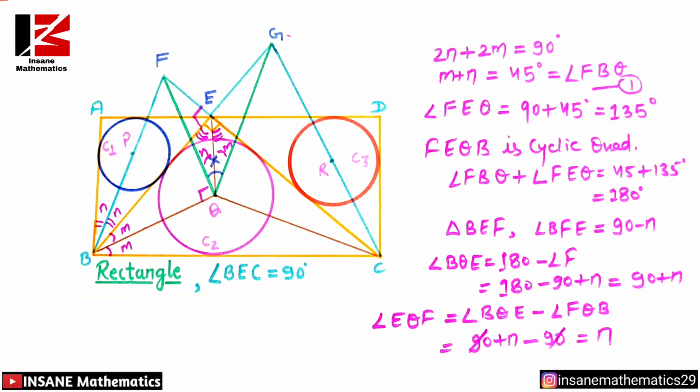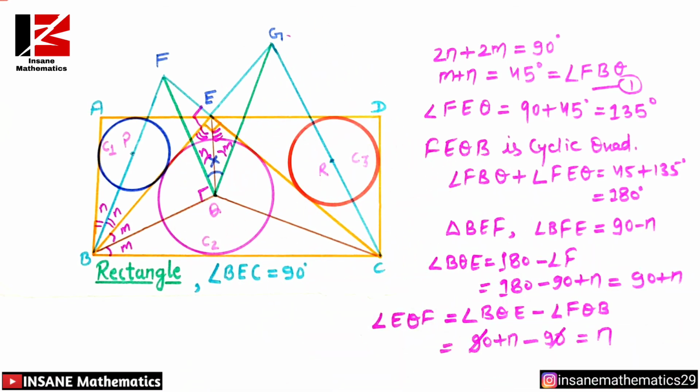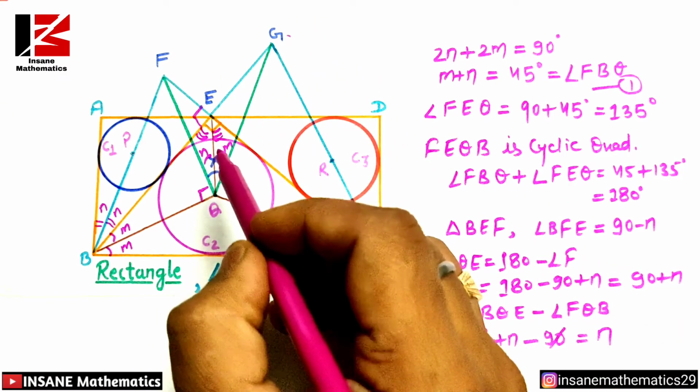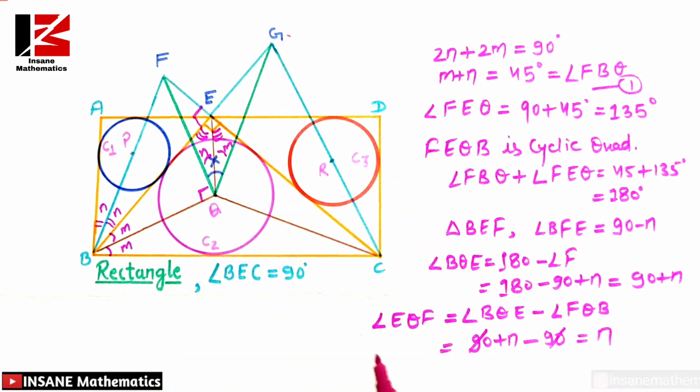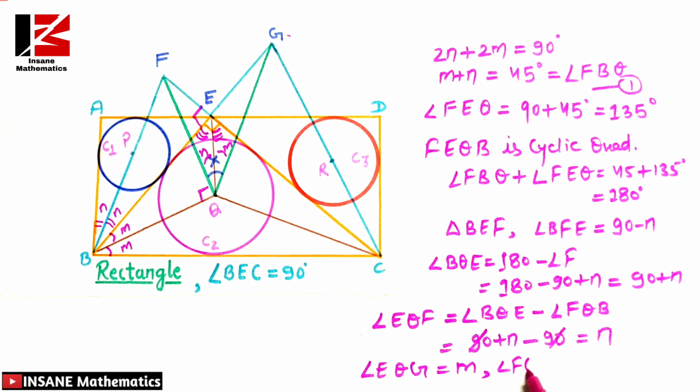In the same manner, we can prove GEQC is a cyclic quadrilateral, and with the same steps, we can find this angle EQG. EQG is M. So we need to calculate angle FQG. Angle FQG is equal to M plus N, and M plus N is what? 45 degrees. This will be our answer.